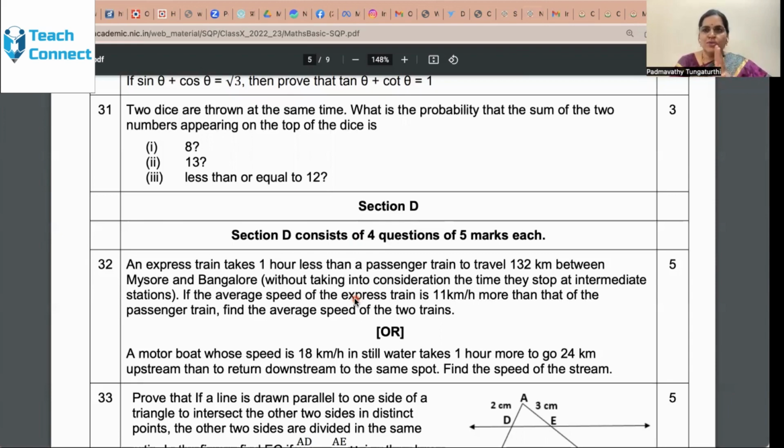This probability has only 2 parts. One is a cards problem, another one is a dice problem, rolling dice problem. That is done here.